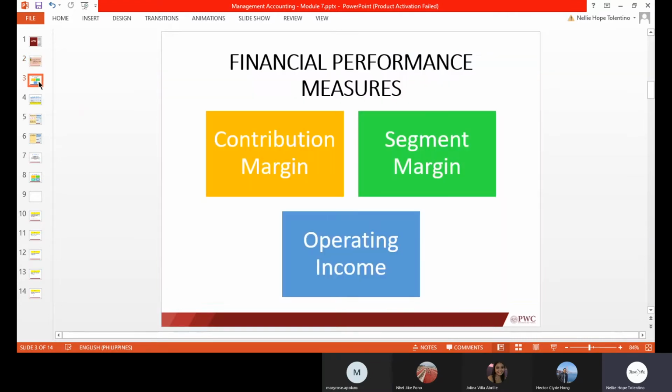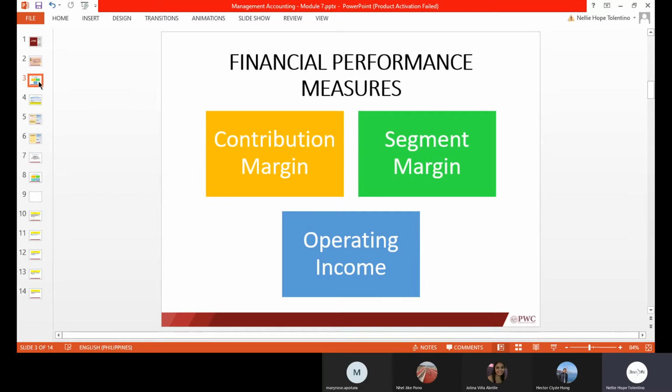Now, these are the financial performance measures. We have actually discussed some of them. Itong contribution margin, I hope this sounds familiar. Hindi nyo pa sana to kinalimutan kung ano yan. The segment margin and the operating income, which is actually our bottom line. Operating income or profit. Profit or pwede ring loss.